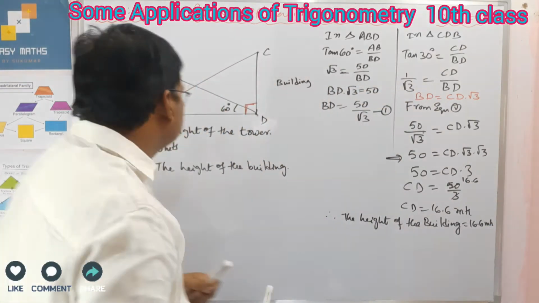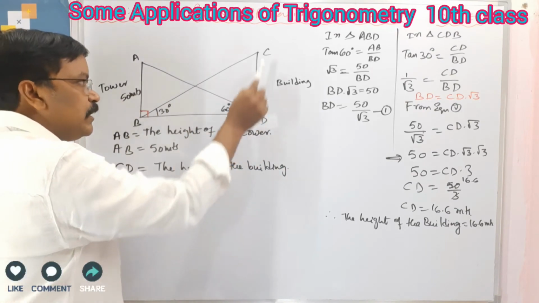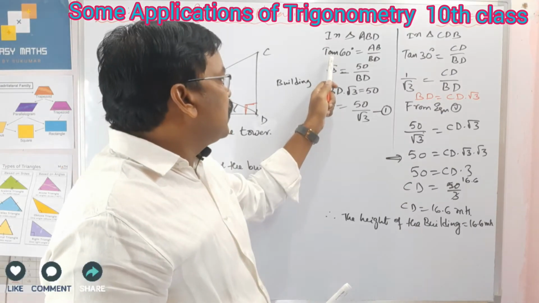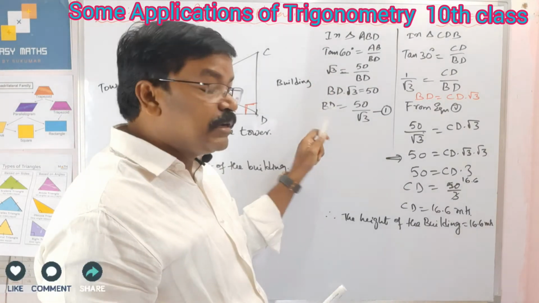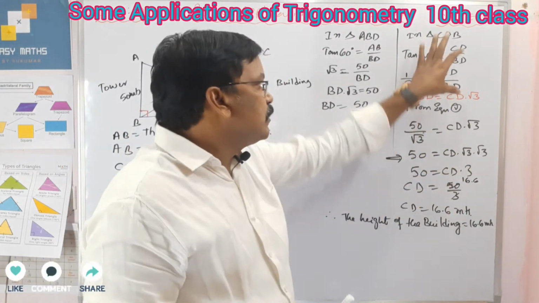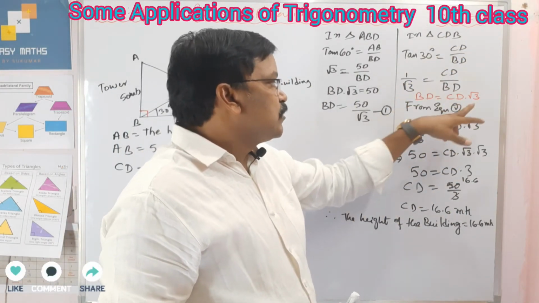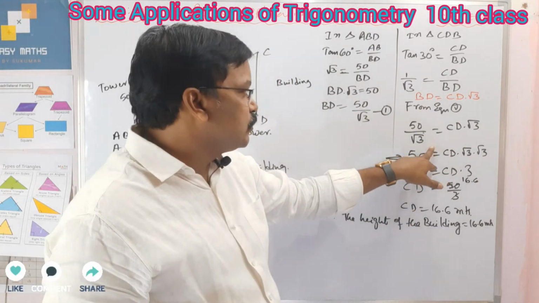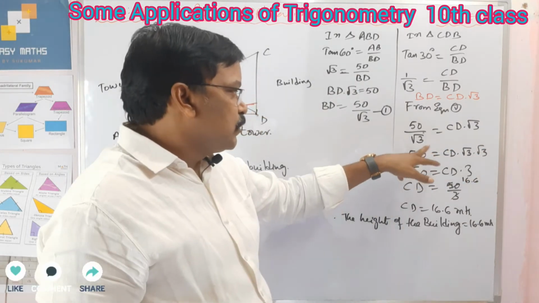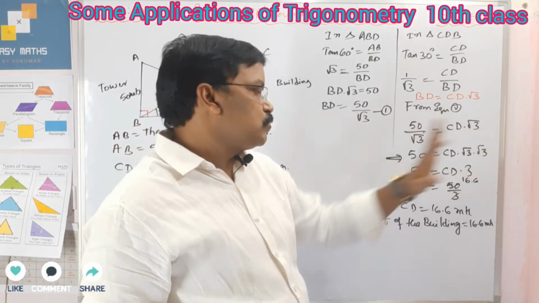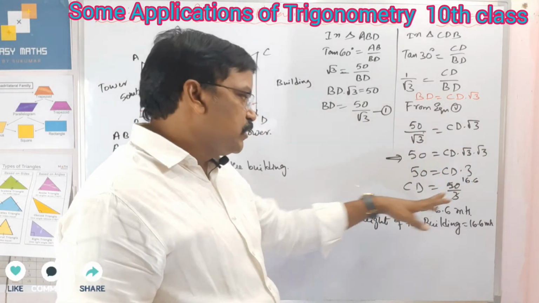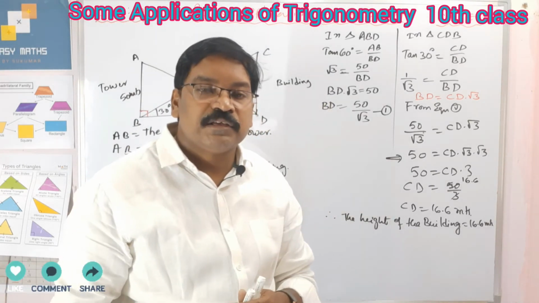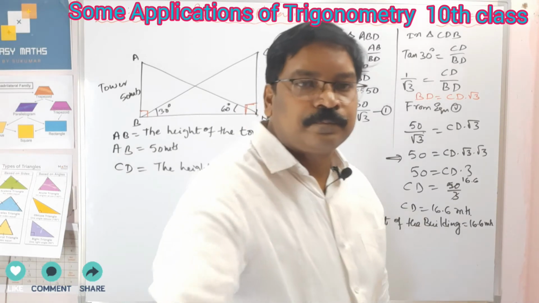See, my dear students, here first I have taken triangle ABD and triangle CDB. In triangle ADB, I take tan 60 and made BD the subject, that is 50 by root 3. Coming to this side, BD is equal to CD into root 3. I substituted this BD value here: 50 by root 3 is equal to CD into root 3. So 50 is equal to CD times 3, so CD is equal to 50 by 3. That is 16.66. That means the height of the building is 16.6 meters.